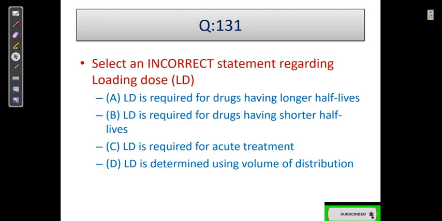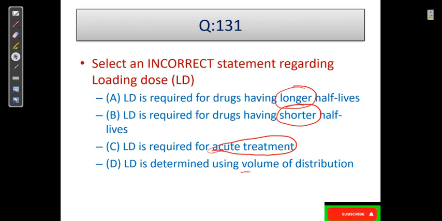Select an incorrect statement regarding the loading dose. Loading dose is required for a drug having a longer half-life, or for a shorter half-life, or loading dose is required for the acute treatment, or loading dose determines the volume of distribution. So we can say a loading dose is required for the drug having the shorter half-life is incorrect.